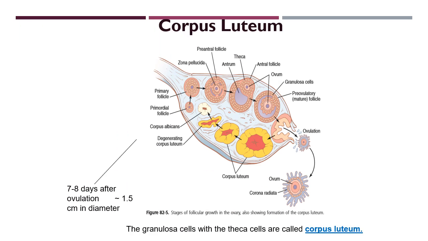Now, after expelling the ovum during ovulation, the remaining granulosa cells with the thecal cells will be called corpus luteum. This structure is called a corpus luteum. And this structure will be around 1.5 centimeter in diameter in around 7 to 8 days after ovulation. So it will be increased in size at first.